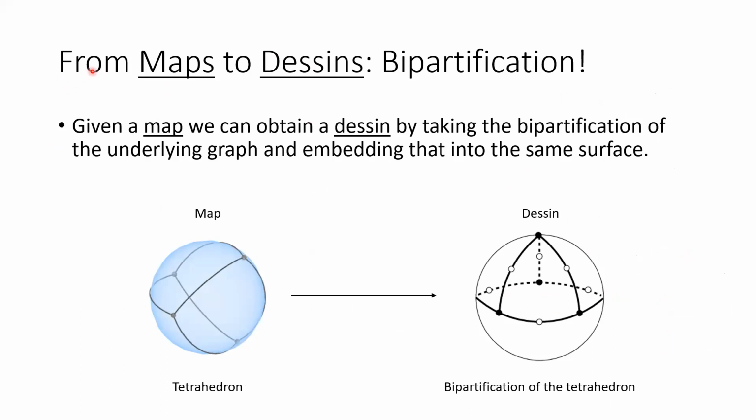It's French for drawing. And so given a map, we can obtain a dessin by taking the bipartification of the underlying graph and embedding that into the same surface. So here's the tetrahedron, which is a map on the sphere, and we get a dessin on the sphere by taking the bipartification of the underlying graph. And what that means is just adding new vertices at the midpoints of every edge. So now this tetrahedron, which is a map on the sphere, has become a dessin on the sphere.